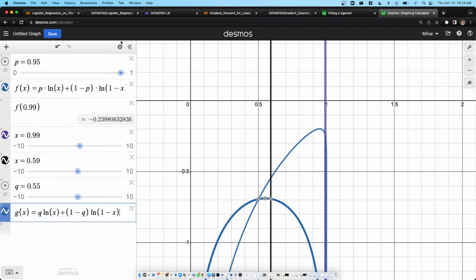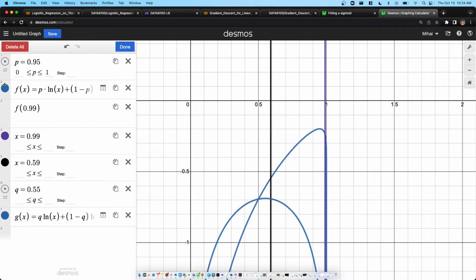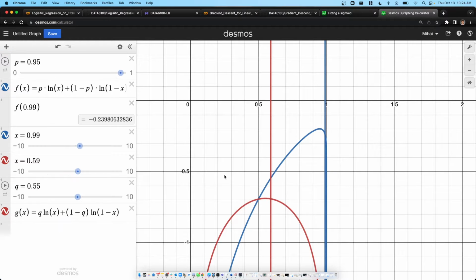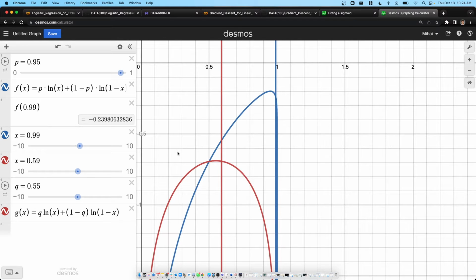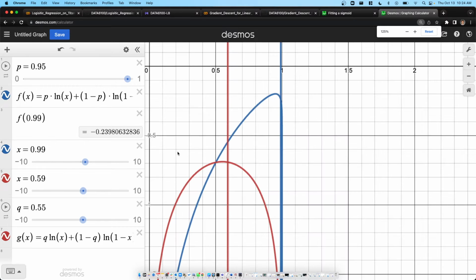Okay, and let's color code everything. So let's make these two blue. And we'll make this one red. And red. Okay. So those are the two curves. Scenario 1 is this red curve. That's the curve we're measuring. And scenario 2 is this blue curve.